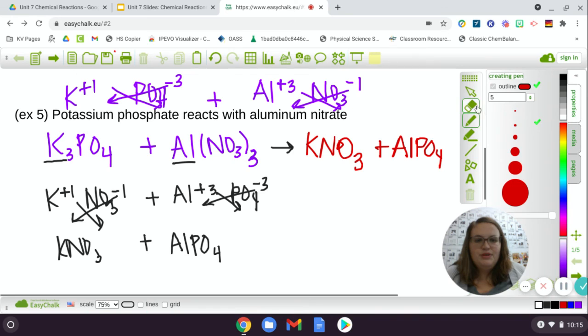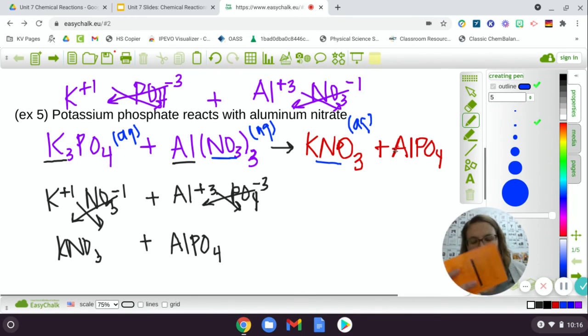All right, so let's come up with our phases on these. And I'm going to do this in this lovely blue color. So group 1 metal, aqueous. With a nitrate, aqueous. Aluminum phosphate. What's the rule on phosphates? Phosphates say if they're not with a group 1 metal or ammonia, it's going to be a solid.